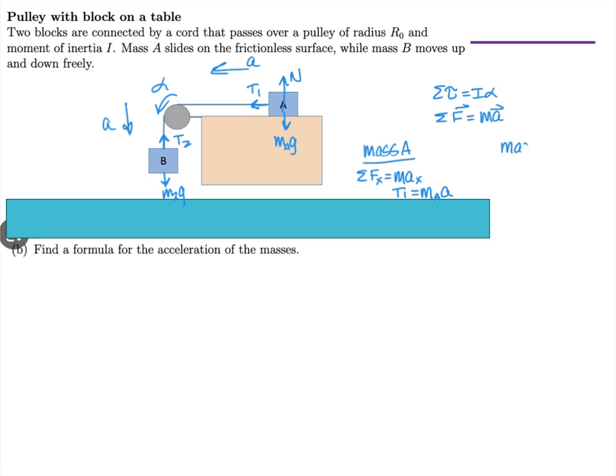If I look at mass B, that's accelerating downward. We're going to say forces in the y. I have T2 minus M2G. Because it accelerates down, I have minus M2A. And so I got that. So I have these two expressions, and now I have to look at the pulley.